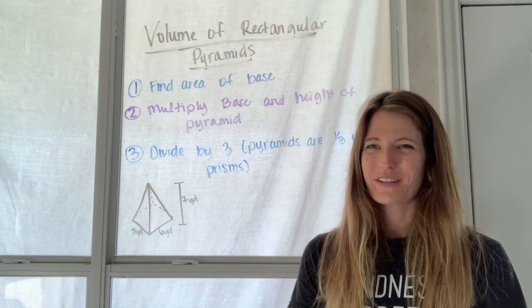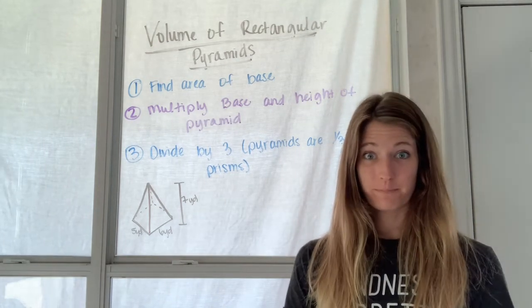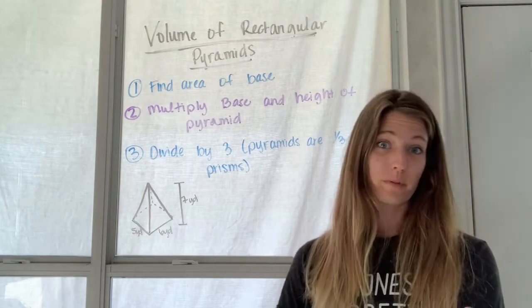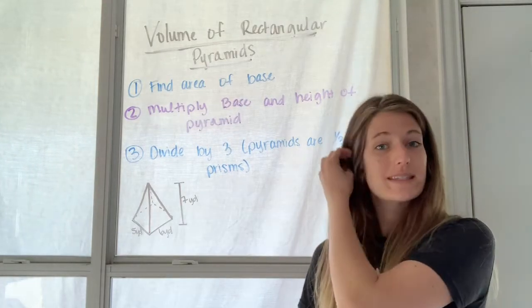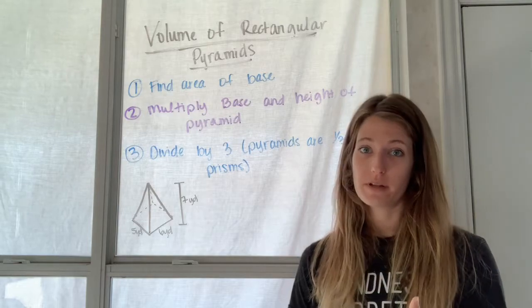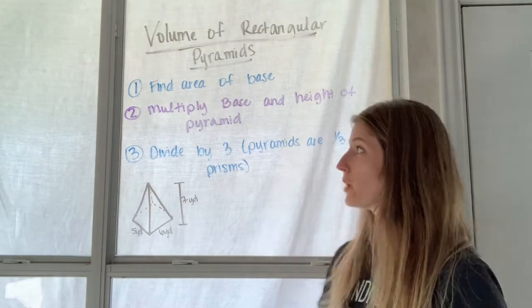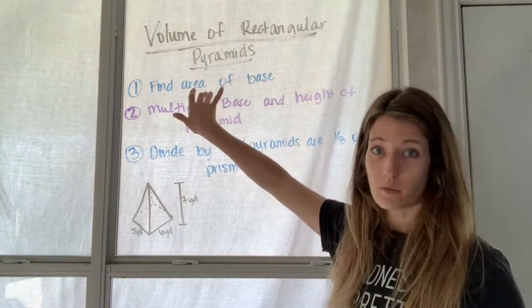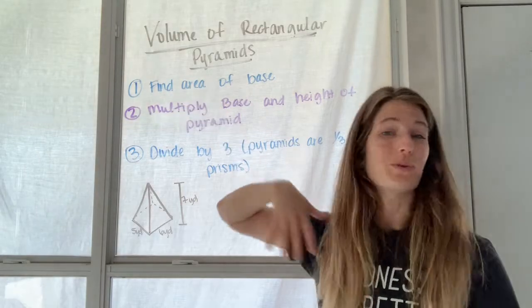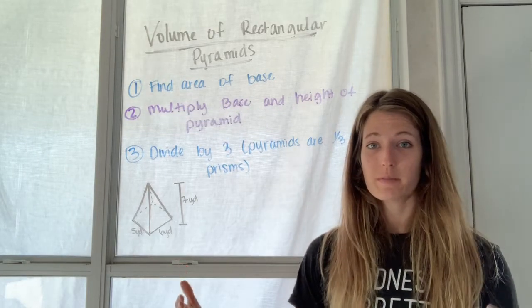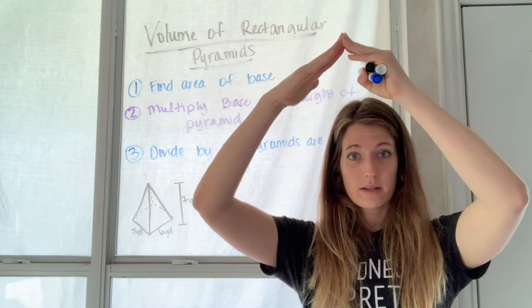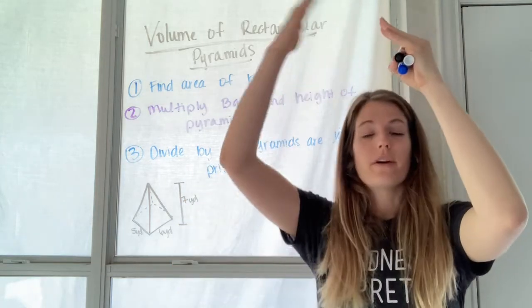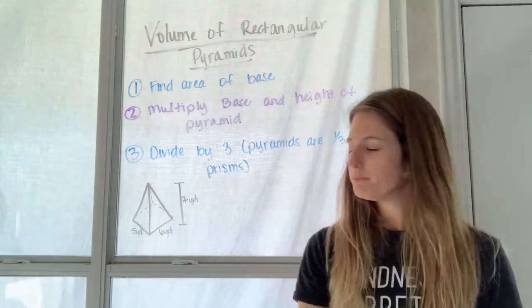Let's talk about volume of pyramids. So we just went through volume of prisms, and the same process is going to be for pyramids. There's only one difference, which is why I started it at step one, find the area of the base. We don't need to identify what the base is with pyramids because all pyramids go to an apex, so they go to a point. Therefore, the other side has to be the base.